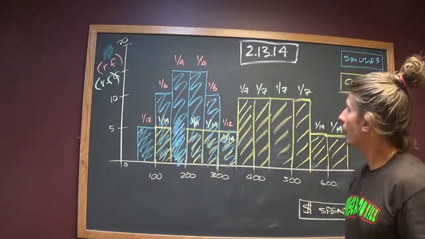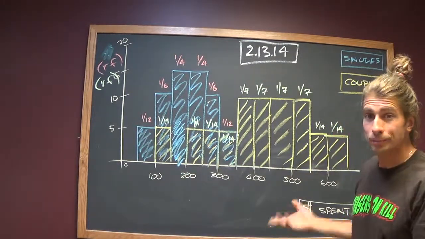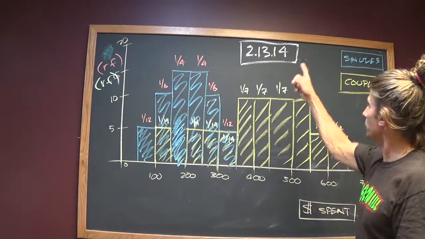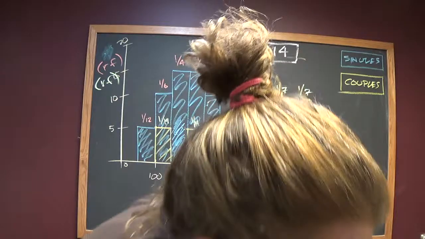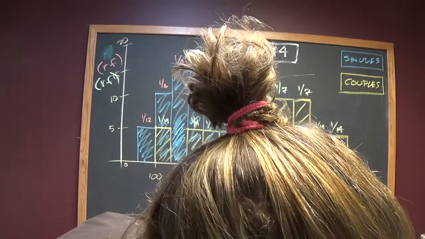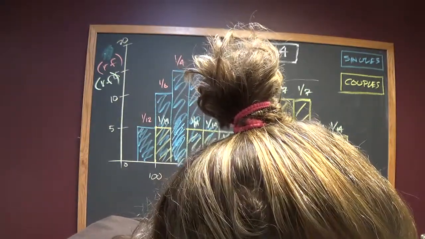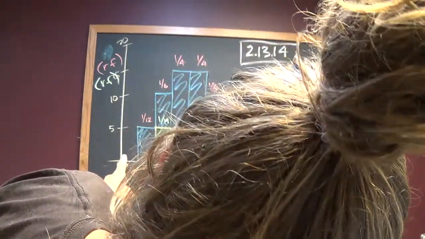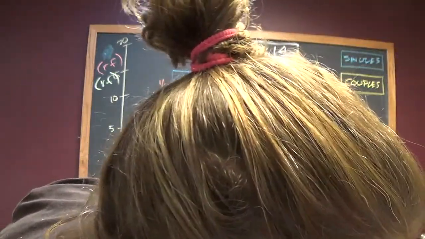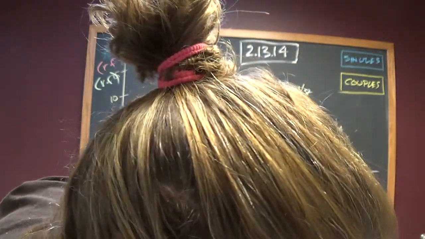Hey everybody, here's a solution, or two or three, to problem 2.13.14 in Collaborative Statistics. This involves couples and singles spending, it looks like, on a Mexican Riviera cruise ship. 60 single travelers are indicated in the diagram, and also 70 couple travelers.